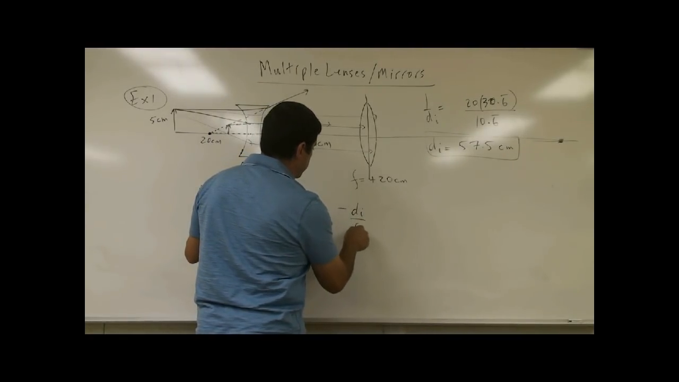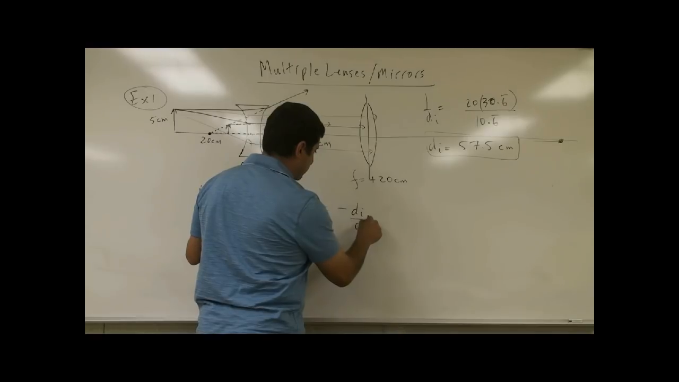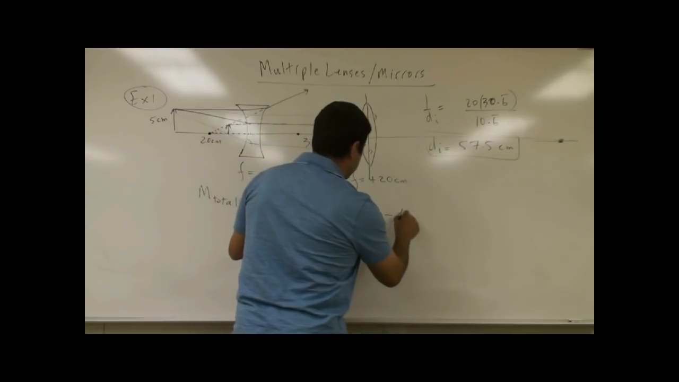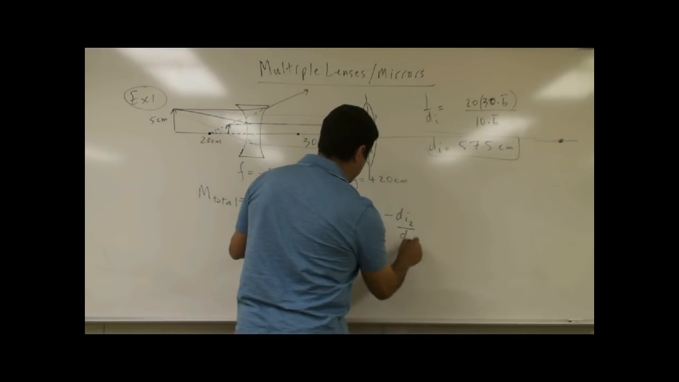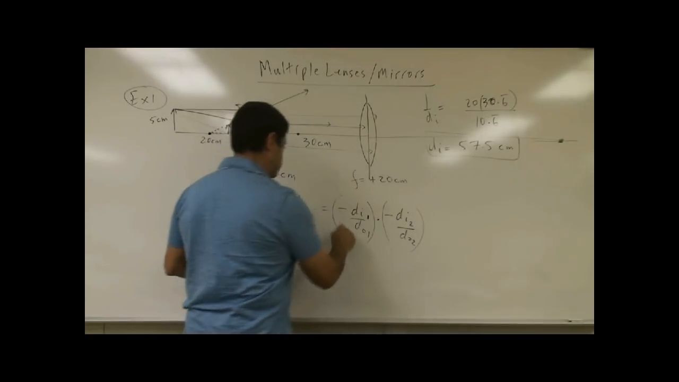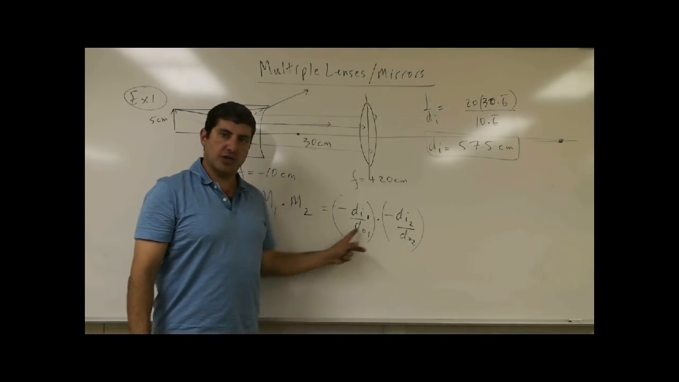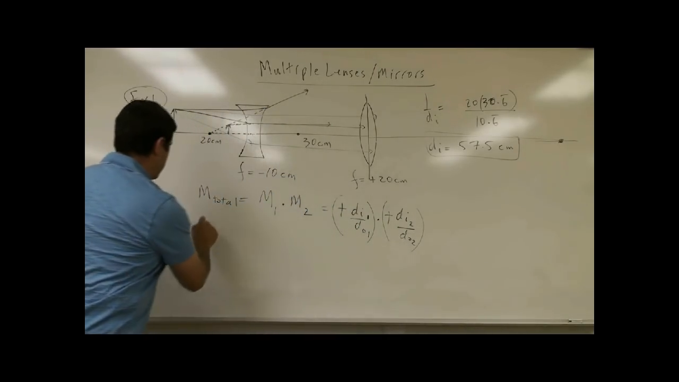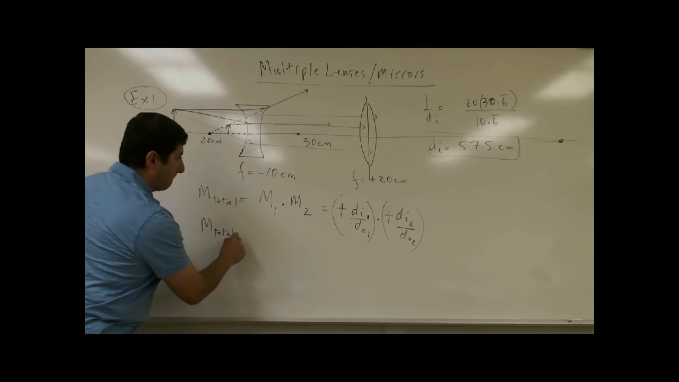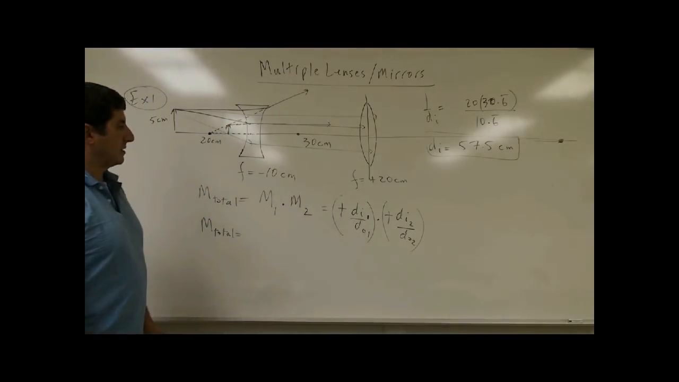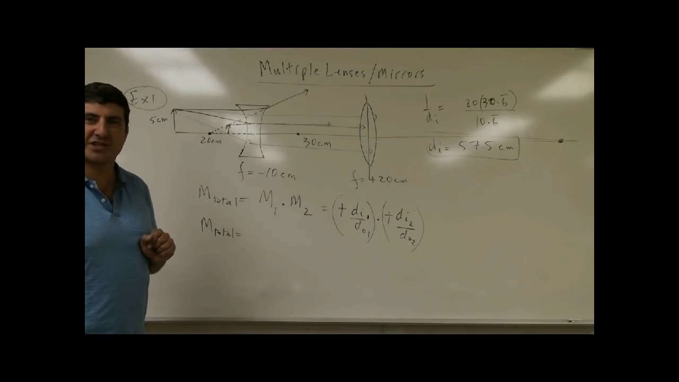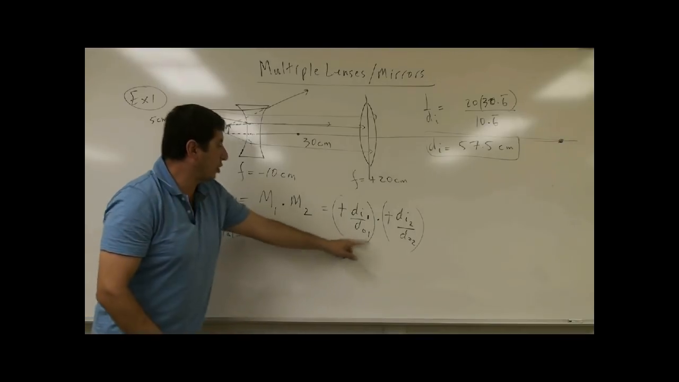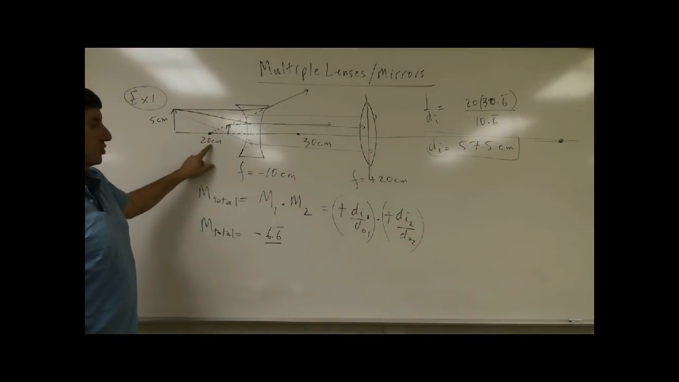Negative di over do, let me call this 1, times the magnification of the second image, negative di2 over do2. Okay? Since you only have two images, you have two negatives and they cancel. So the total magnification, what was di1? Well, di1, remember, was negative 6.666, right? Negative 6.6 bar. What was do1? Well, that was the original. That was 20, right?